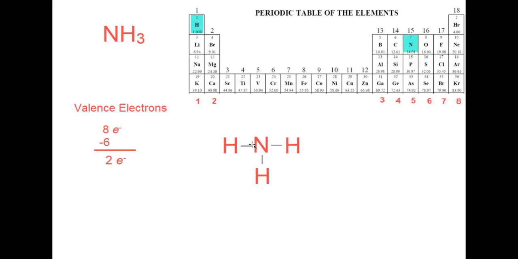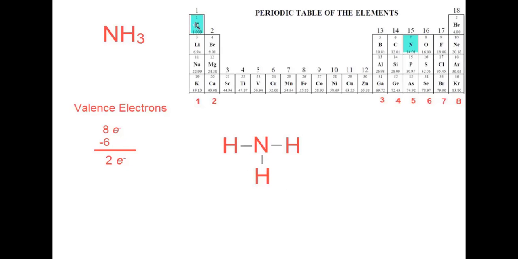Here it is. I've already put the 3 shared pairs of electrons. Nitrogen and hydrogen are attracted to the nitrogen's nucleus and the hydrogen's nucleus that keep these 2 electrons in between them. So this is good. We've taken care of 6 of the 8 electrons, and now we've got 2 electrons left over. Now the normal procedure is to take these leftover electrons and put them around the surrounding atoms to complete their octets, but this is our exception.